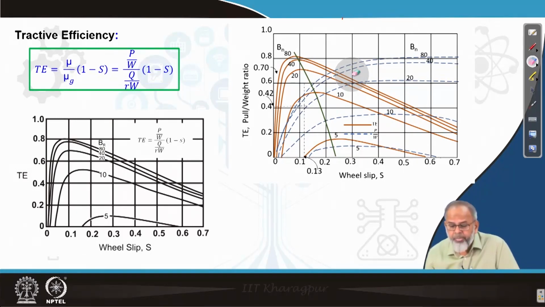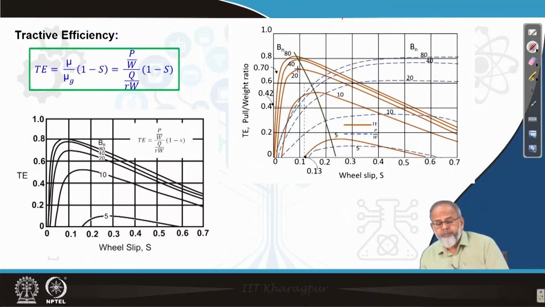Now, if you try to plot tractive efficiency versus slip and pull versus slip, that will give a better picture, in the sense the nature of the curves are different. In case of a tractive efficiency curve, it reaches a peak within 10%. If you look at when the soil is hard, the mobility number is high from 20 to 80, then you can get a maximum value within 10%. Now, if the mobility number is 10, then we are getting the maximum value around 15%. If the mobility number is 5, then we are getting a maximum value around 25% slip.